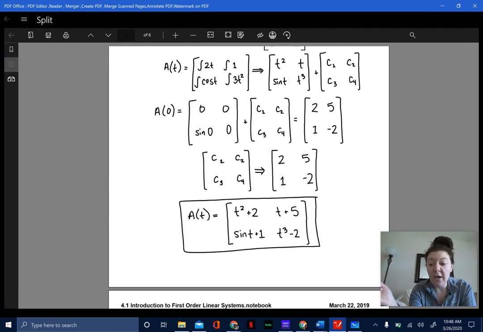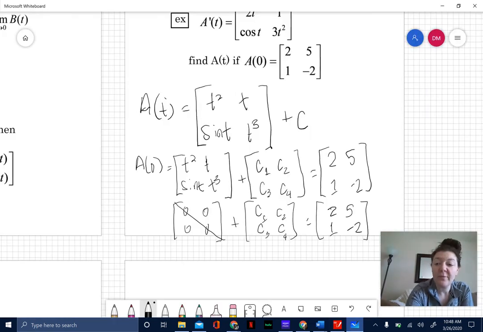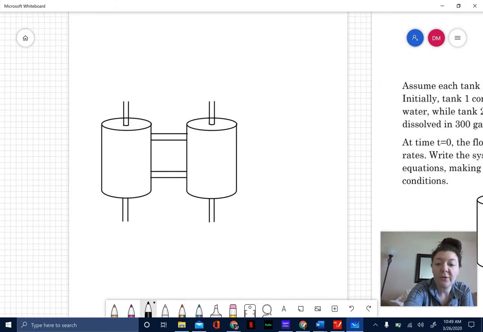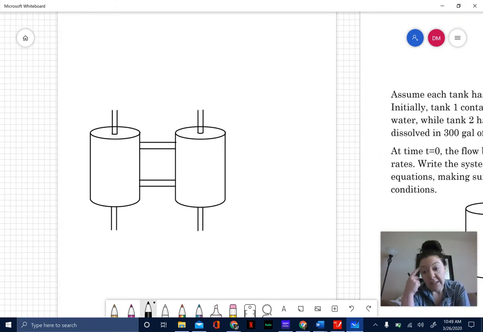Now, derivatives, antiderivatives, limits, all pretty straightforward. You're just doing operations that you're familiar with. You're just doing them with each element in the matrix. The reason why we would want to be able to solve a system is really going back to our tank problem. So we did tank problems when we were first discussing differential equations, and it was limited to just a singular tank.